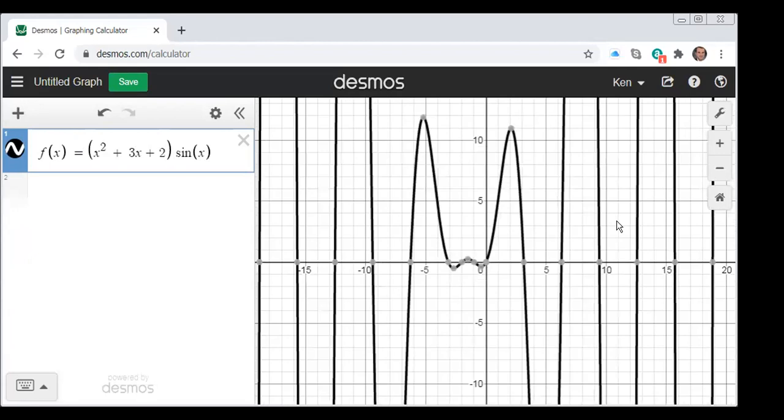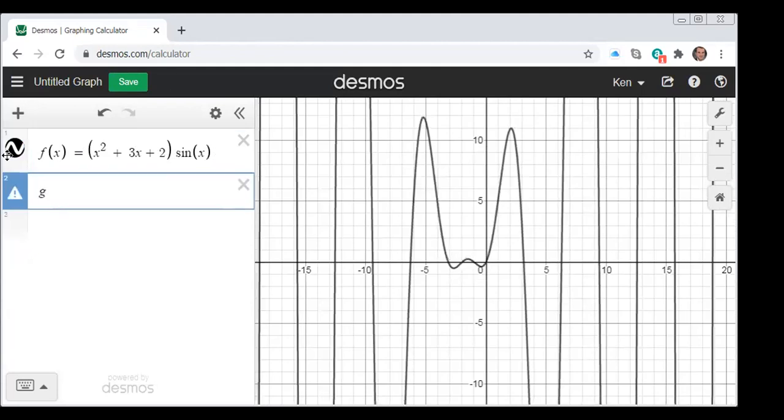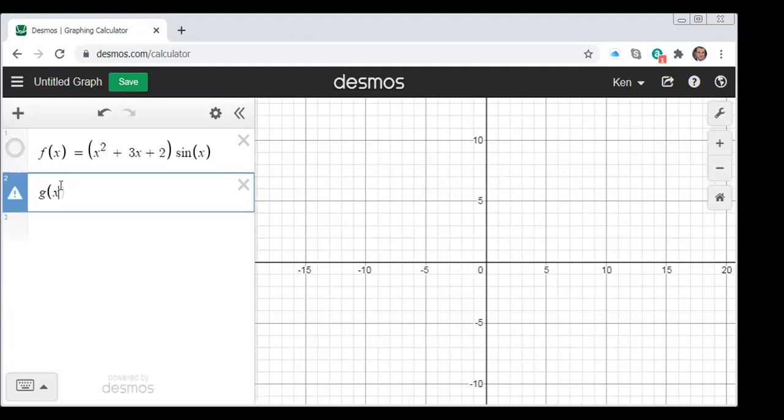You might not be that familiar with this function, but at least you know that it's continuous because it's a product of two continuous functions. That is to say, it's a product of a polynomial with a trig function. Now, what if I took something like g of x equals sine x, now divided by that same polynomial?